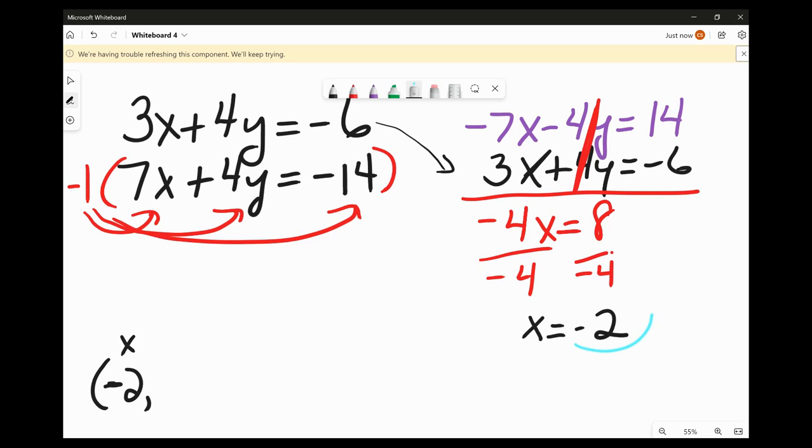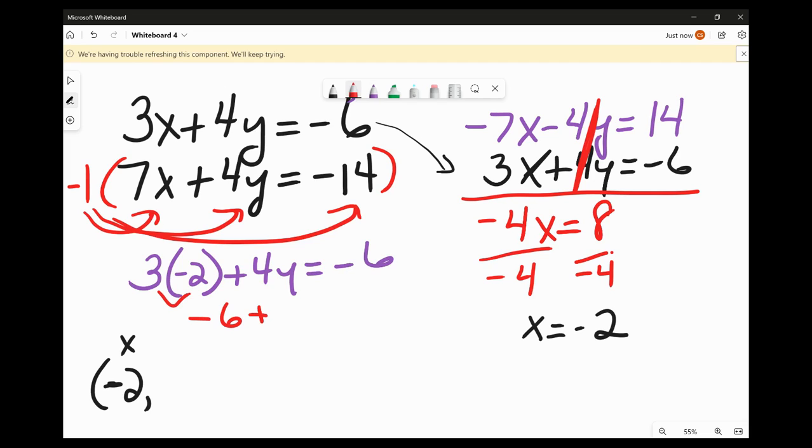So now that I know that x is negative 2, I could plug that in here, or I could plug it in here. To be honest, in this one, it doesn't seem to make much difference. I'm going to go with the smaller numbers because it just makes math a little bit easier. So I'm going to plug that in. So I have 3 times x, and instead of writing x, I'm going to write the negative 2. I'm going to plug that negative 2 in there, and then plus 4y equals negative 6. And now I'm just going to do my math. So 3 times negative 2 is negative 6, plus 4y equals negative 6.